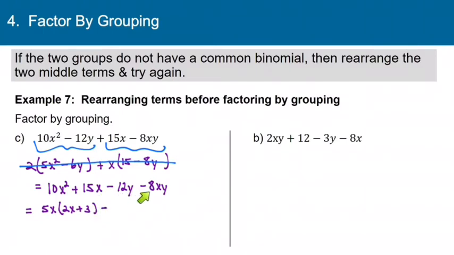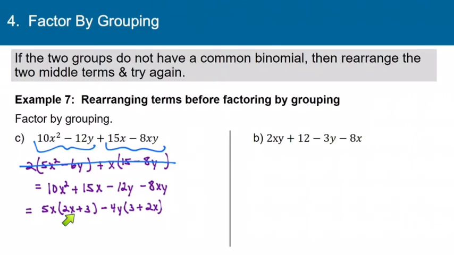And then I look at the 12y and the 8xy, and I say, well, 4 is the biggest number that goes into both 12 and 8, and I see that y is common to these two terms. So I'm going to have minus 4y as my GCF. And then to fill in our parentheses, negative 4y times 3 makes negative 12y, and negative 4y times positive 2x will make negative 8xy. So now notice that we do have the same binomial in each group.